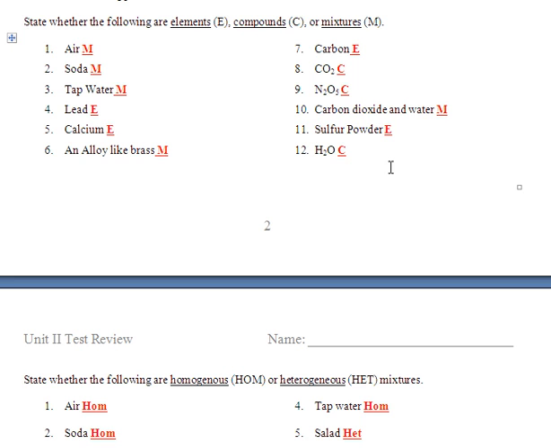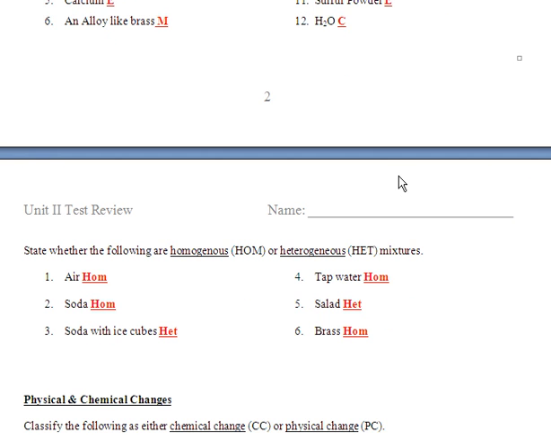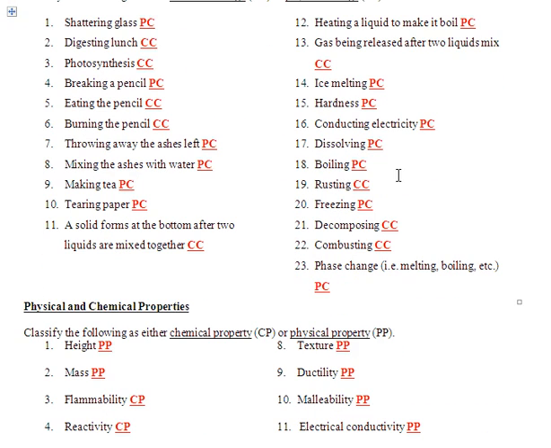If it's two substances mixed together, it's a mixture. If it's mixed evenly, where you don't see a difference between the top and bottom, it's a homogeneous mixture, also called a solution. And if it's mixed unevenly, then it's a heterogeneous mixture. Alright, physical and chemical change, basic stuff right there, should be pretty simple.